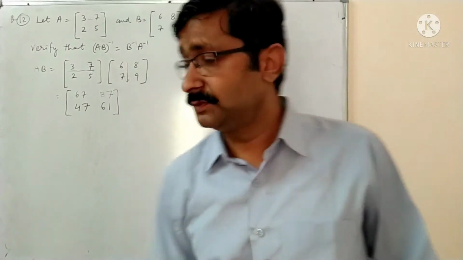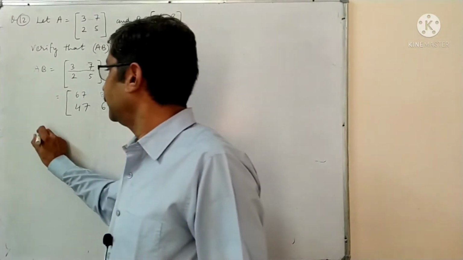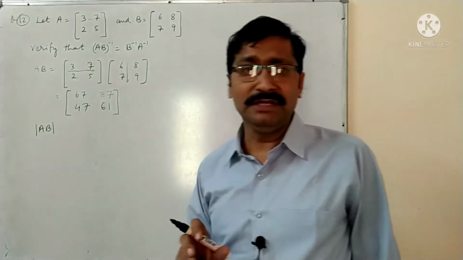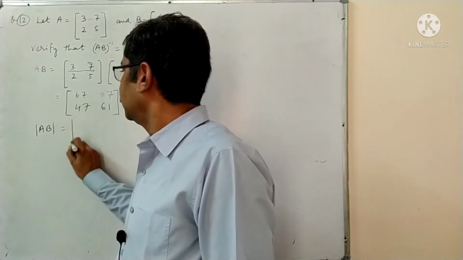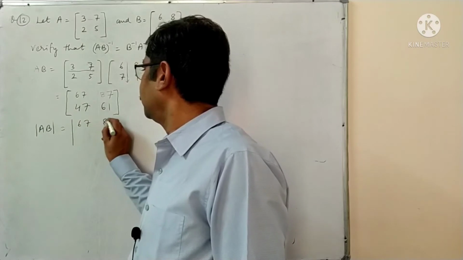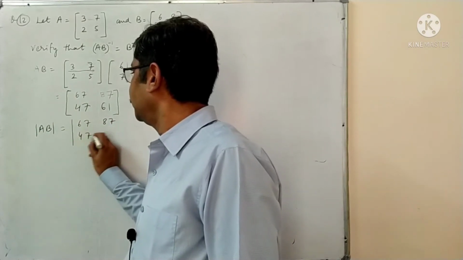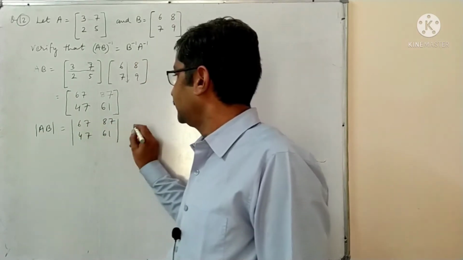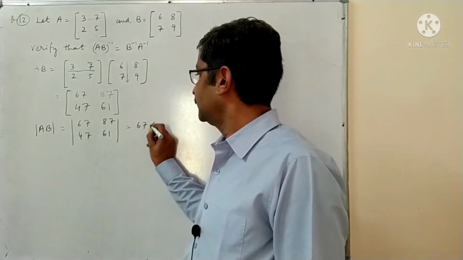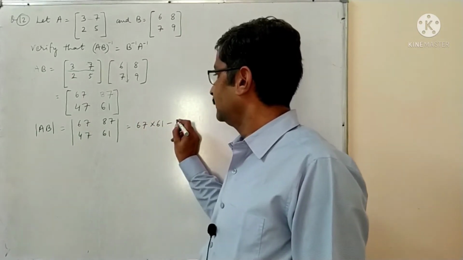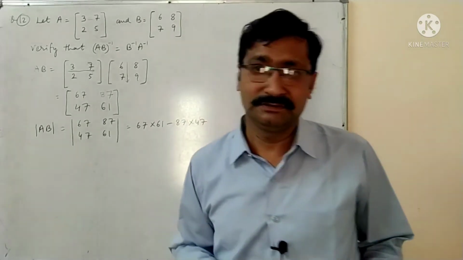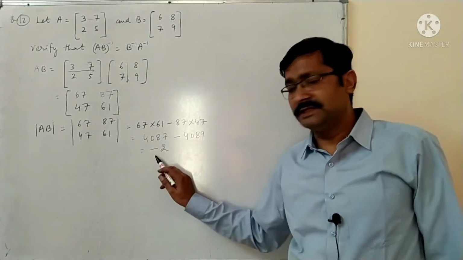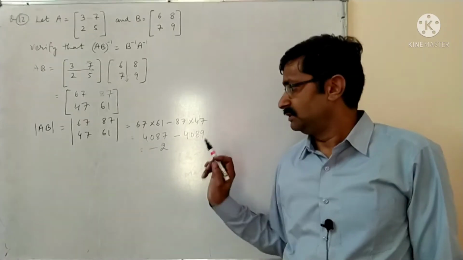So for that, first of all you find the AB determinant. You have to find the value of this determinant. So 67 into 61 minus 87 into 47. This we have to solve. When you solve this, you will get minus 2 here.